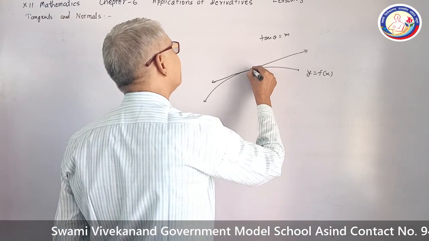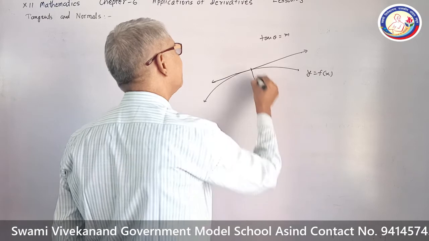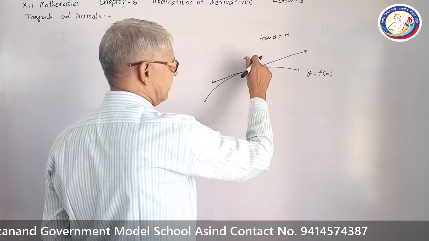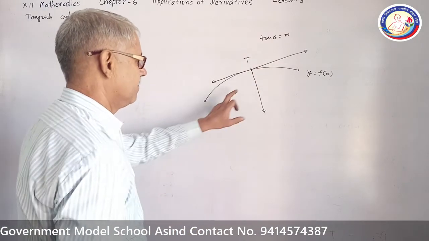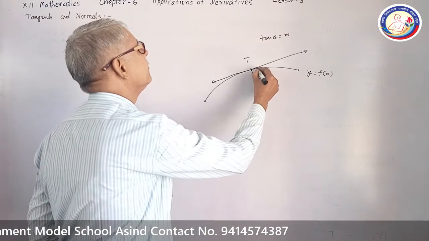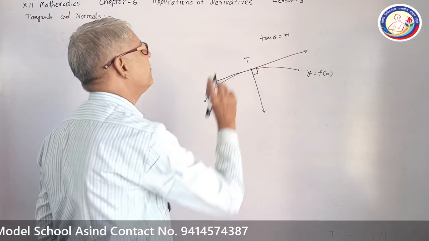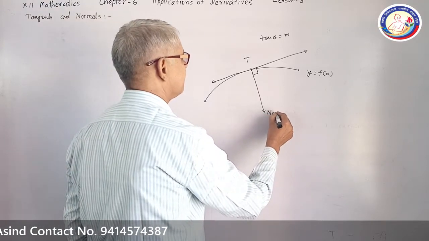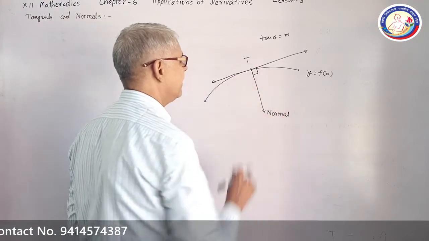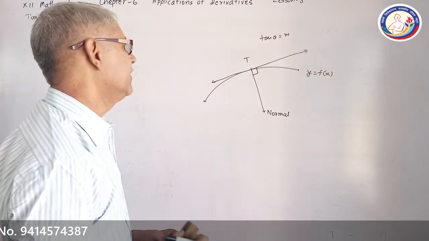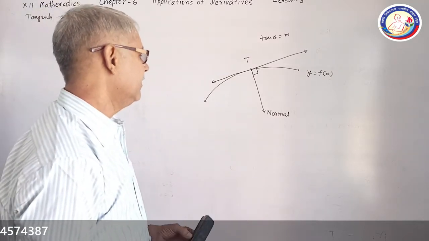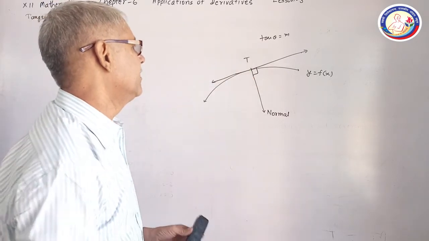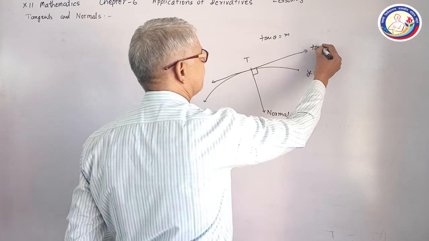Now if you draw a line perpendicular to the tangent at point P, the point of tangency or point of contact, that is called normal. So normal makes an angle of 90 degrees with tangent and it passes through the point of tangency or point of contact of tangent. So this is our tangent.